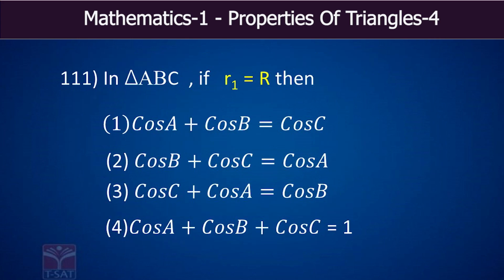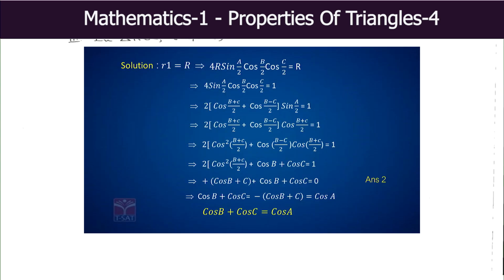In triangle ABC, if small r1 is equal to capital R, then: cos A plus cos B is equal to cos C; cos B plus cos C is equal to cos A; cos C plus cos A is equal to cos B; and cos A plus cos B plus cos C is equal to 1. And r1 is equal to R implies 4R sin A by 2 cos B by 2 cos C by 2 is capital R.